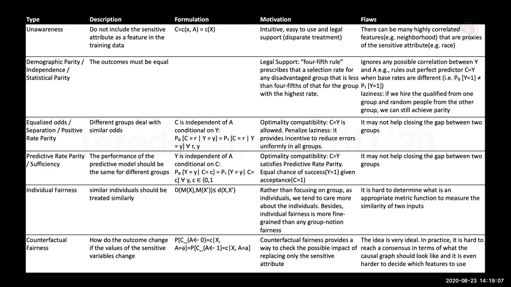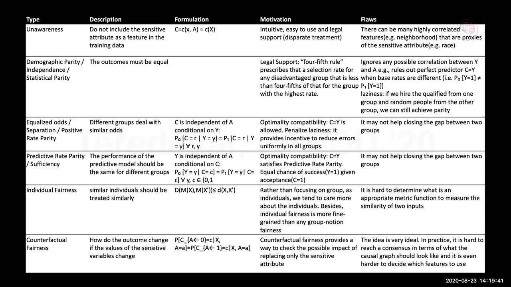On the other side, there is what is known as individual fairness. When a lot of people, especially the layperson, think about fairness, this is the notion they are thinking about: similar individuals should be treated similarly. So instead of focusing on the groups, we focus on the individuals. One problem with this is, how do we define similarity? What features are we going to use to define that?